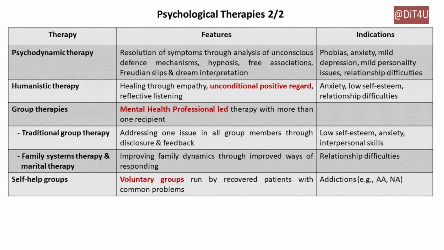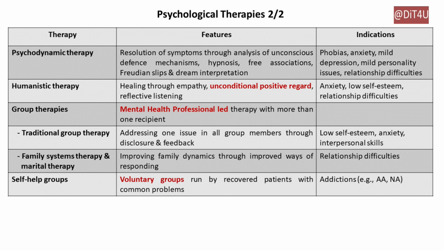Indications: phobias, anxiety, mild depression, mild personality issues, not for severe personality issues like antisocial personality disorder or something, because they won't be able to handle all the horrible things that can come out during therapy. They'll react very, very badly. Relationship difficulties are other indications for psychodynamic psychotherapy, and a definite contraindication is psychosis, because they're delusional. They can't handle the things that will come out during psychodynamic psychotherapy.